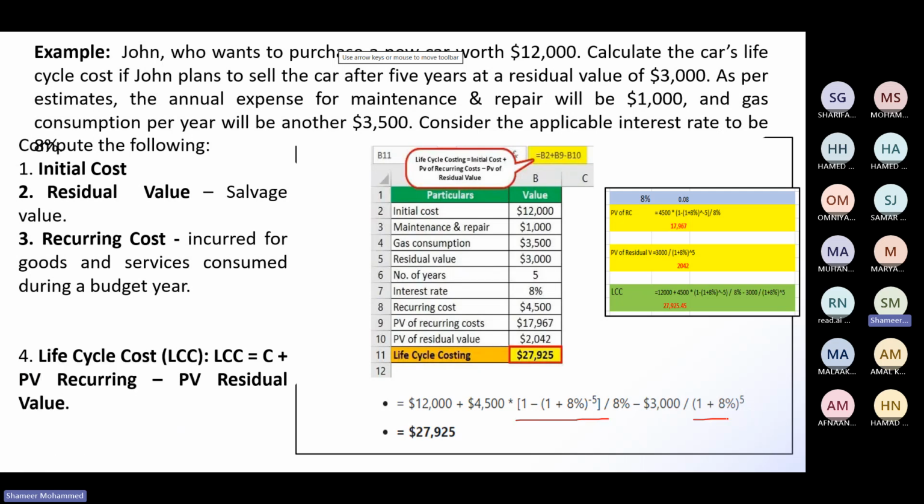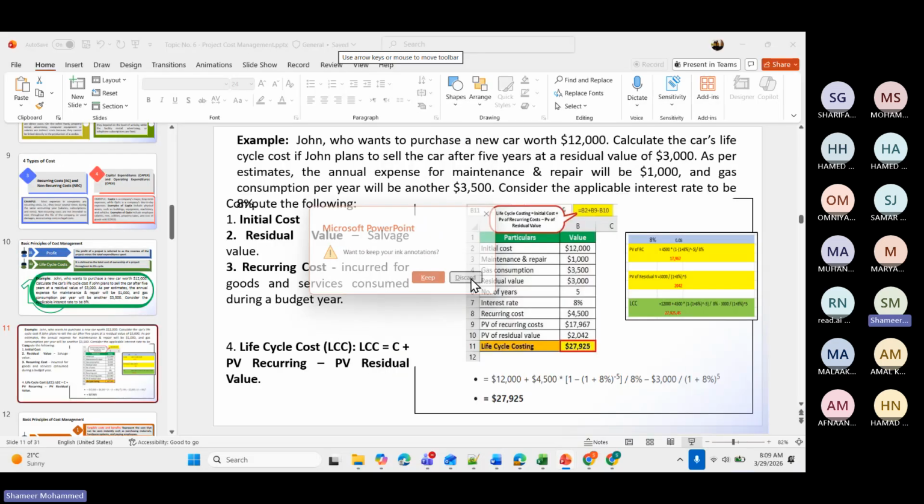How to do this one? 8%, that means not 1 plus 8. You have to take the percentage 8 into 1 by 100. How much will it come to? That value, first you have to add. Understand? Then you have to find this one to the power of minus 5, not 5. Okay, so calculator.